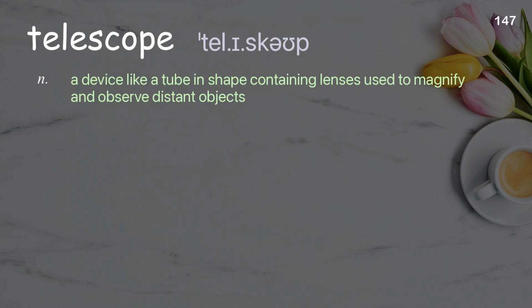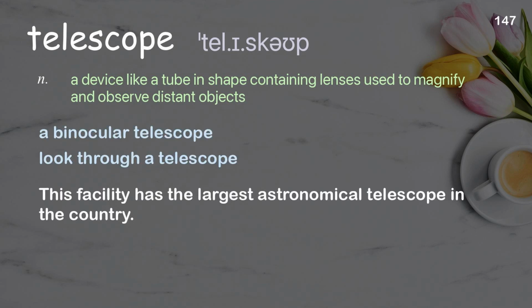Telescope. A device like a tube in shape containing lenses used to magnify and observe distant objects. Examples: a binocular telescope. Look through a telescope. This facility has the largest astronomical telescope in the country.